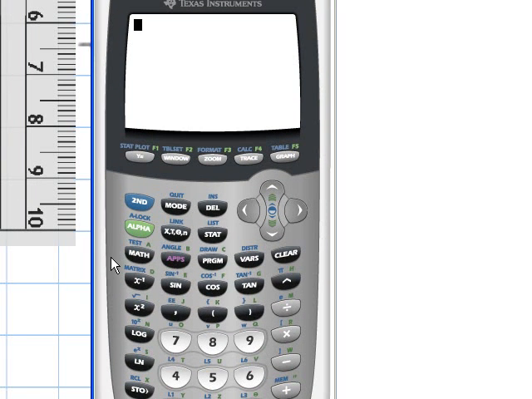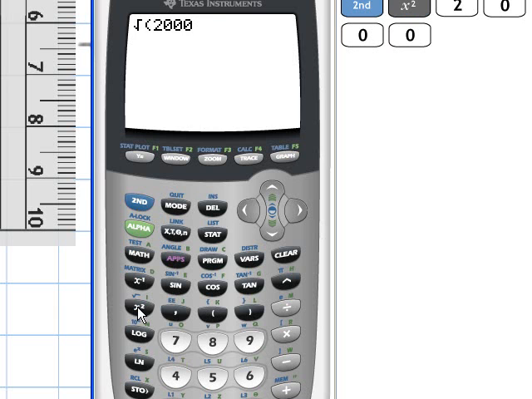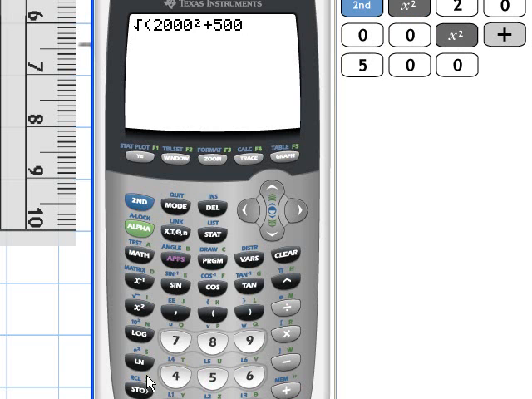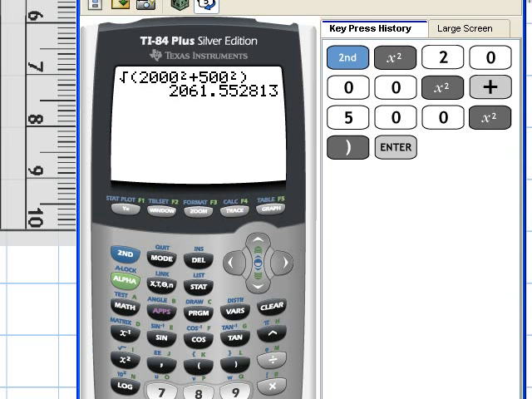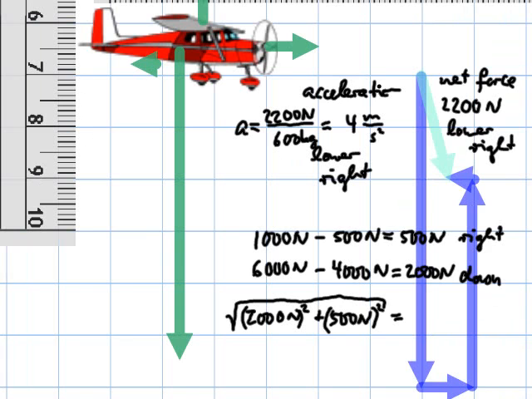Okay, I'm going to calculate that. So square root of 2000 squared plus 500 squared, and that equals 2061 rounded 2100, or if I just had one significant figure, which I actually kind of do, just 2000 newtons. And of course the 2200 newtons earlier was kind of an estimate.